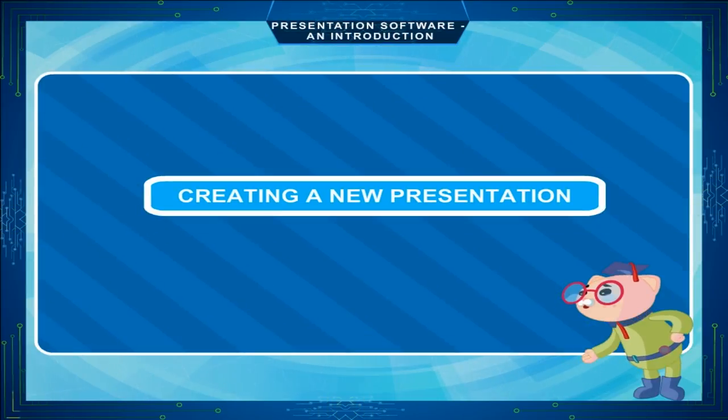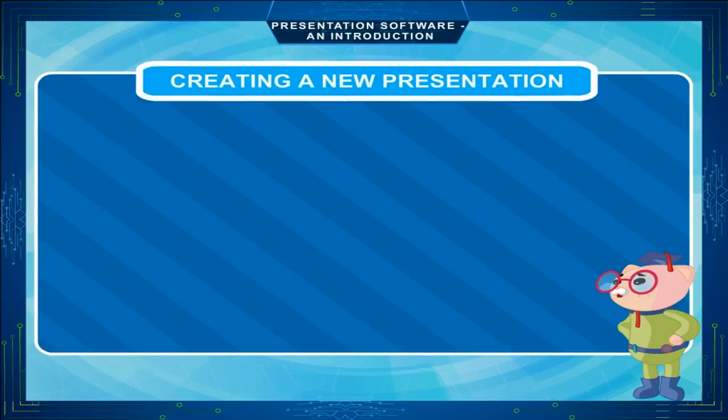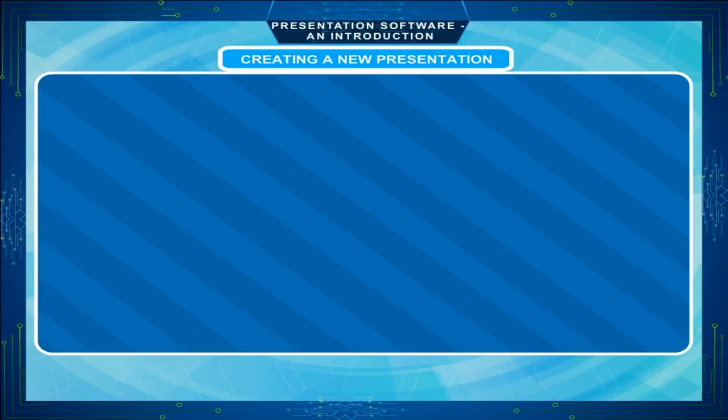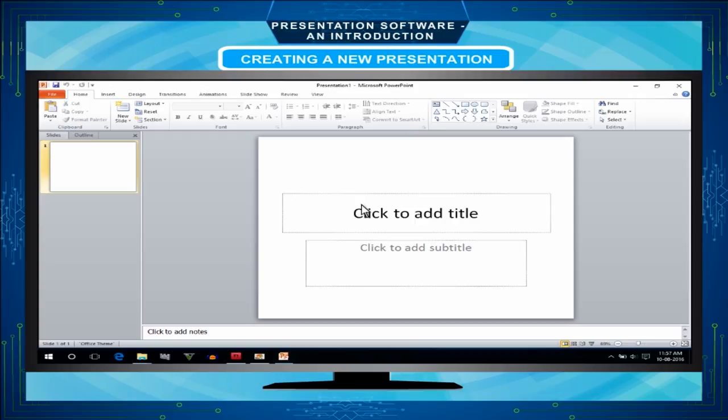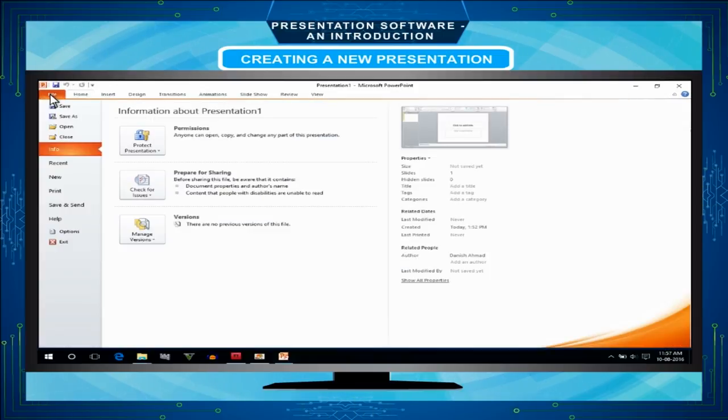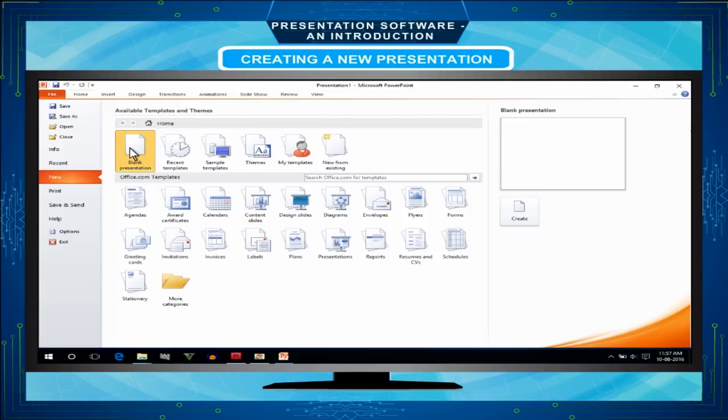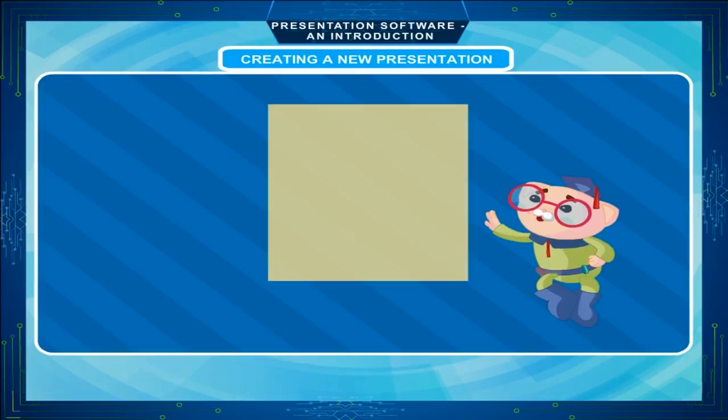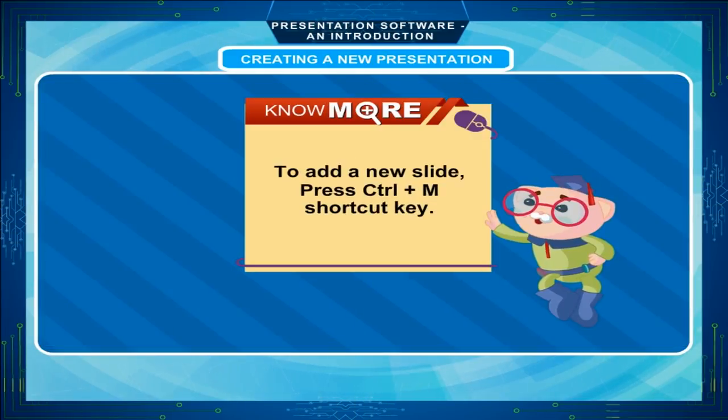Creating a new presentation. To create the new presentation, do the following. Click on the File tab. Click on New option. Select Blank Presentation. Click on Create button. To add a new slide, press Ctrl plus M shortcut key.